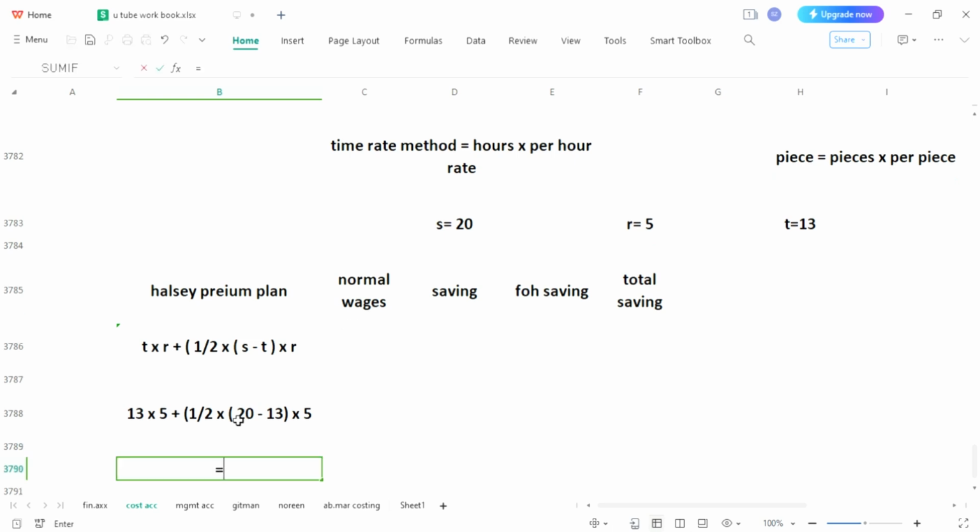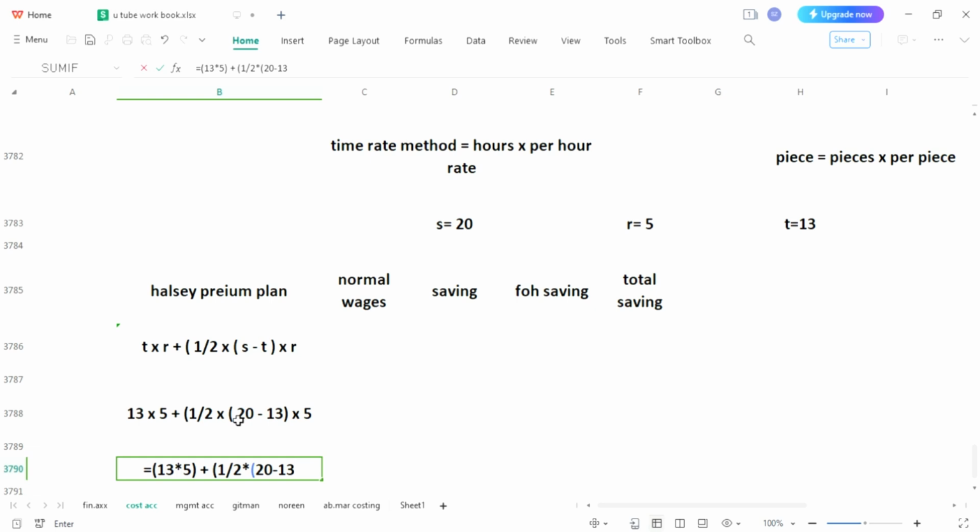Now we will be putting it on our calculator. How? Open the calculator, multiply 13, better to put a bracket. 13 multiply by 5, bracket close, then plus, bracket open, 1 divided by 2, again bracket open, multiply sign is needed, bracket open, standard time 20 minus 13. I'm showing you that you can do this on a very simple scientific calculator. All amounts can be written at once. It doesn't matter whether you are using Excel or not, you can do it on your simple calculator as well.